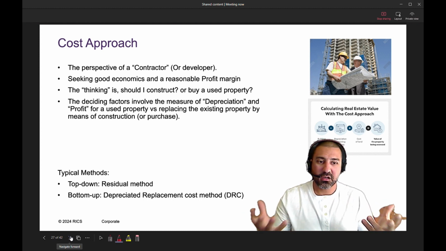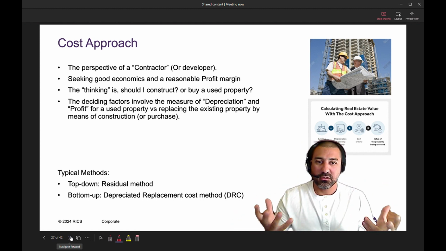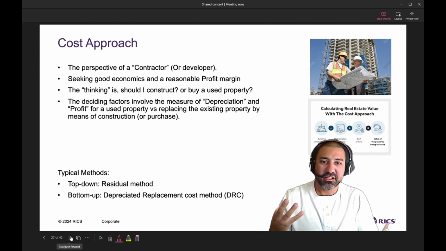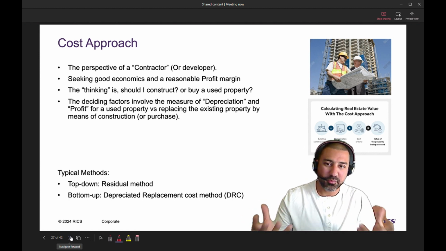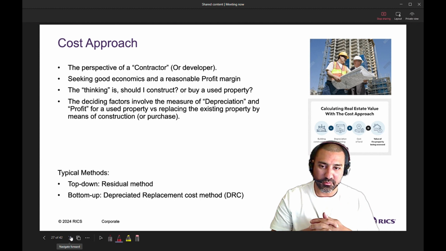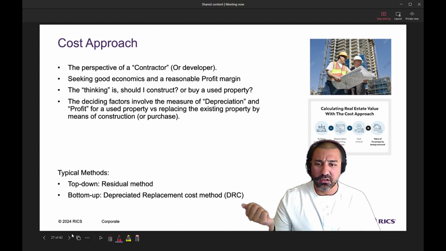So this is how the cost approach looks at things. What's the depreciation? What's the profit? Replacing values, replacing existing property by means of construction or by purchase. They look at things from a development perspective. And the typical methods used are either the top-down approach, which is the residual method, or the bottom-up, which is the DRC, depreciated replacement cost method. Those are the three approaches and how they affect your method.